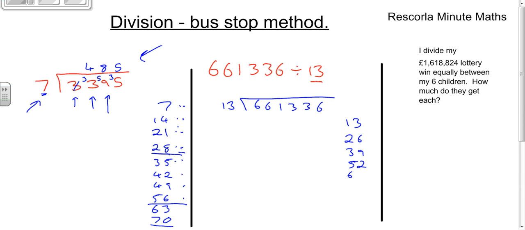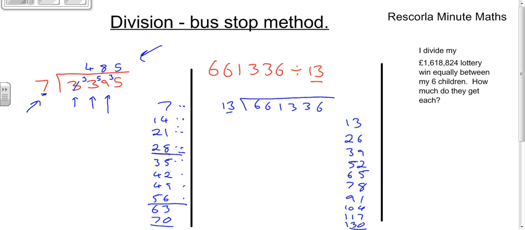Add on 13, we've got 65, add on 13, so add on 10, 75, add on 3, 78. Add on 10, 88, add on 3, 91. Add on 10, 101, add on 3, 104. Then we've got 117, 130, and a quick check. 130 is 10 lots of 13, so yeah, we got it right.